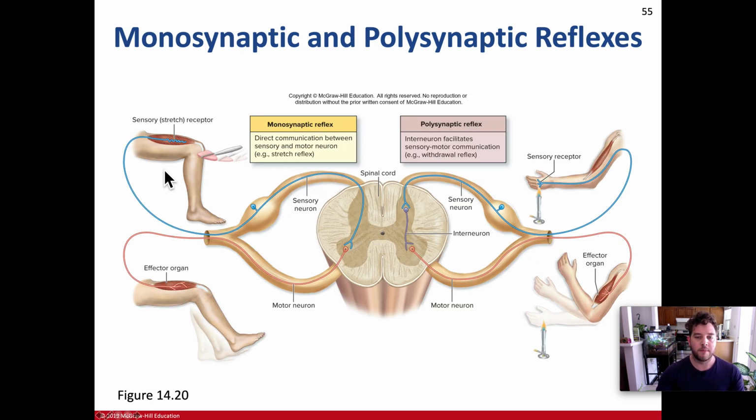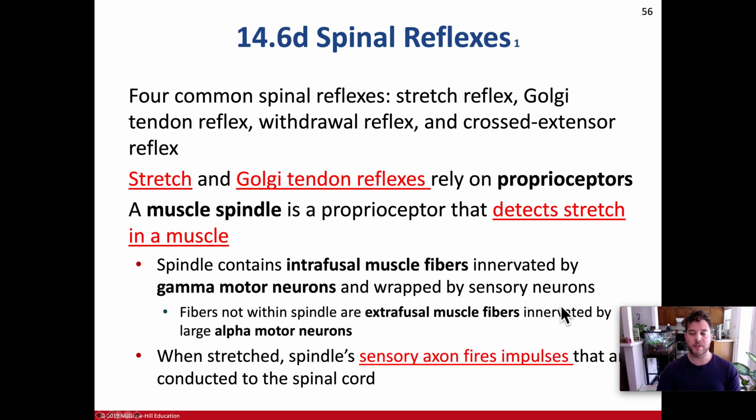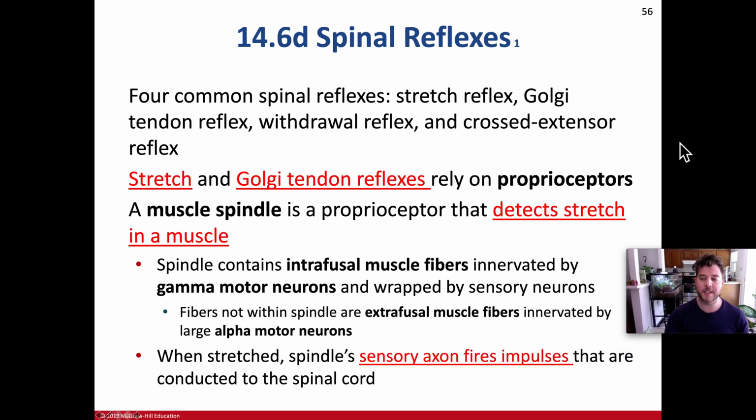So there's your monosynaptic, again going from sensory to a motor neuron. Polysynaptic has an interneuron in between, at least one interneuron. Okay, so the different spinal reflexes. The 4 common spinal reflexes are the stretch reflex, the Golgi tendon reflex, the withdrawal reflex, and the crossed-extensor reflex. Stretch and Golgi tendon reflexes use proprioceptors, those receptors in the joints that help to determine our position, the extension or flexion of our joints.